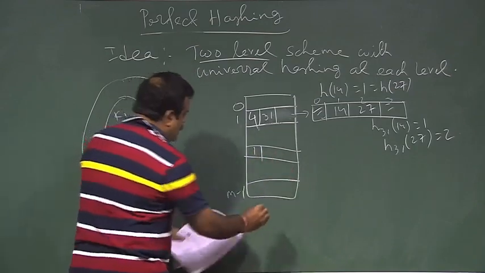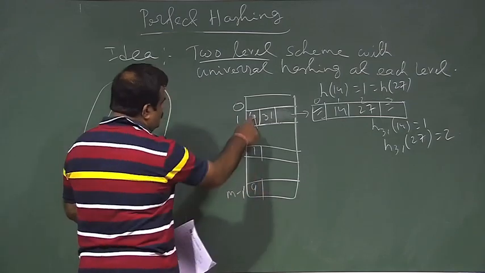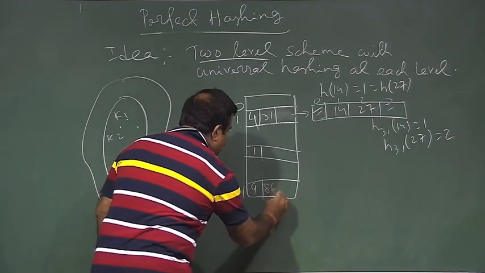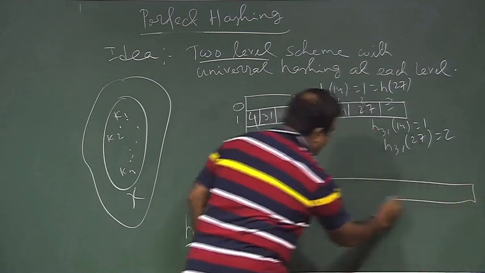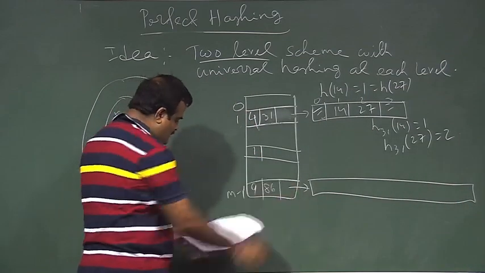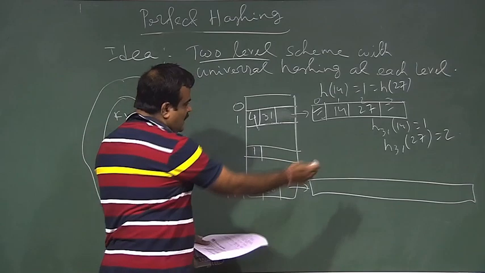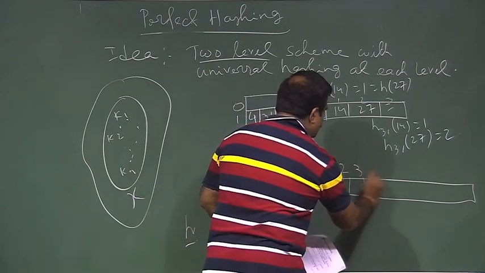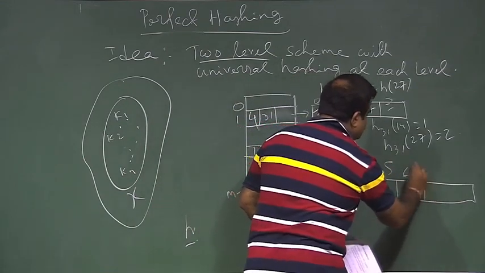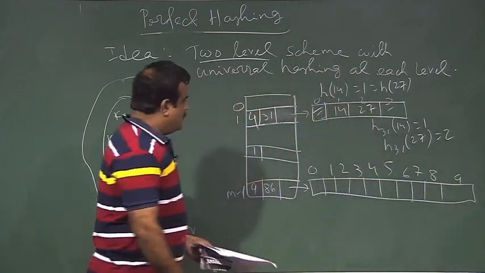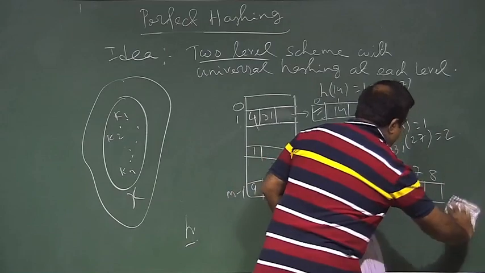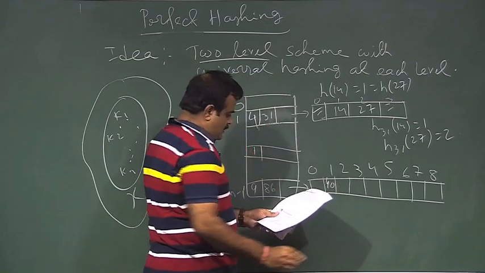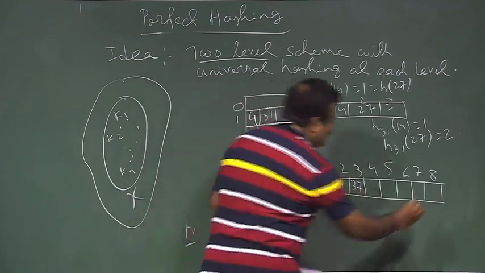But if say 3 keys are colliding here, then this will indicate the second level and its table size. Since 3 keys are colliding, we need 9 as the table size, slots 0 to 8. Suppose these are the keys colliding: say 40, say 37 and say 22.